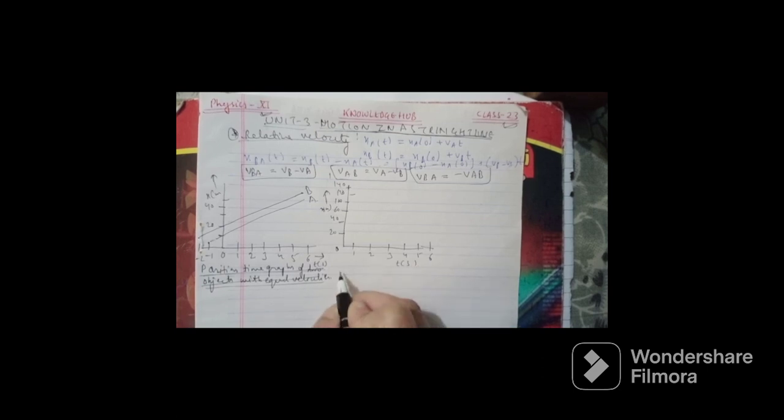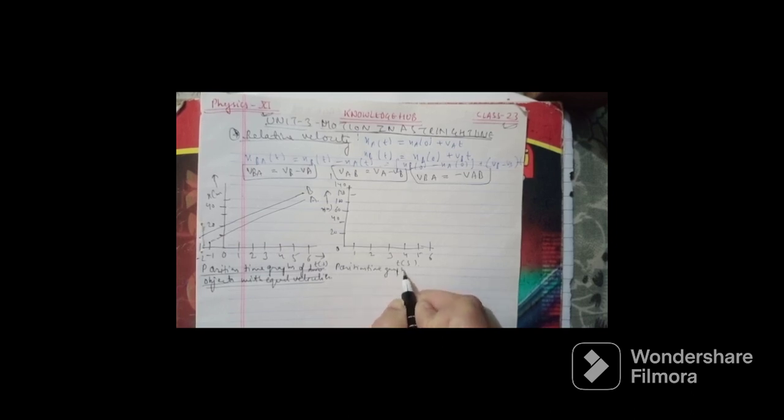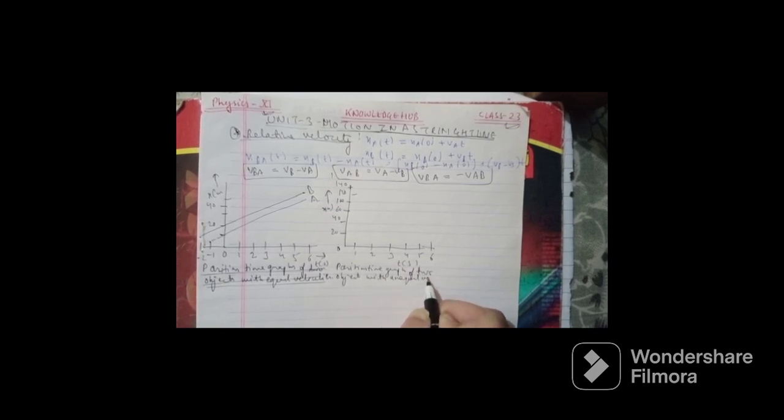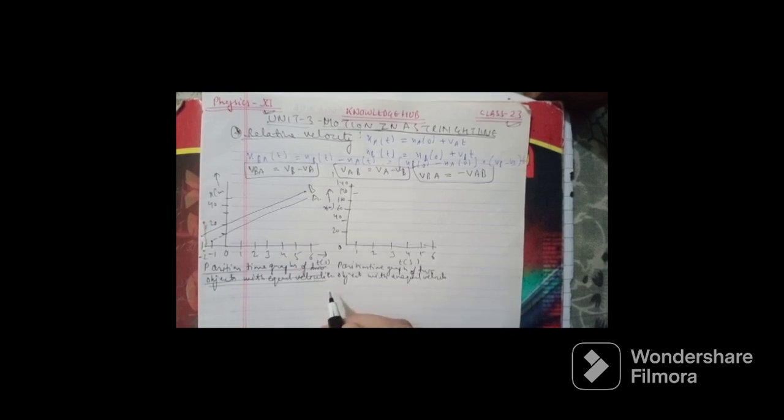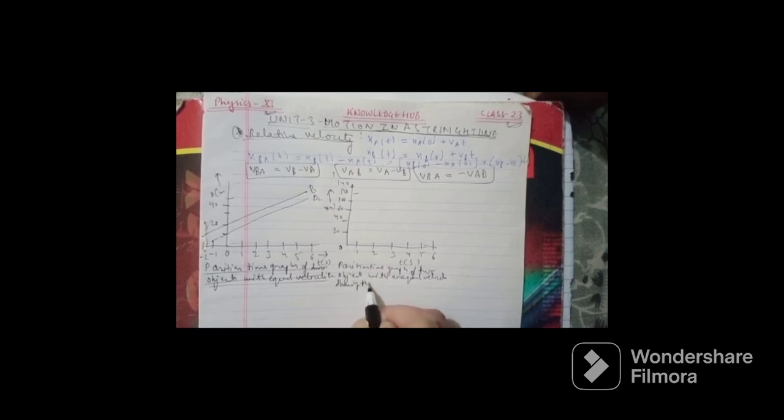This is a graph for position time graph of two objects with unequal velocity, showing the time of meeting. Time of meeting.